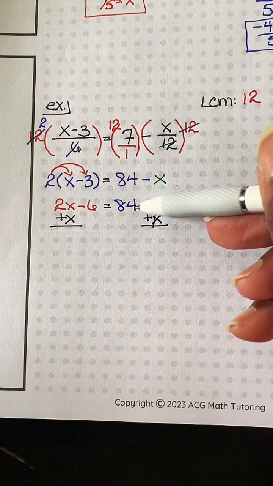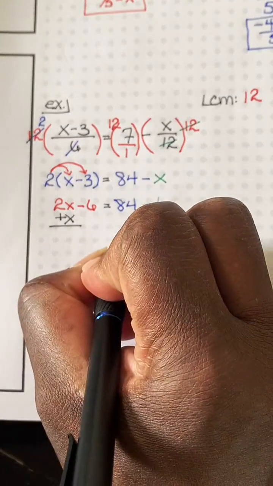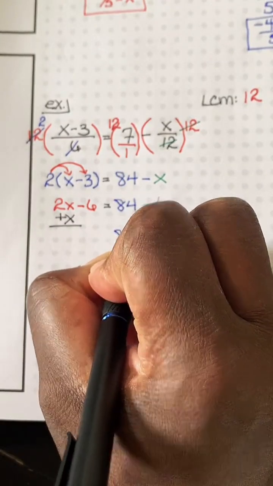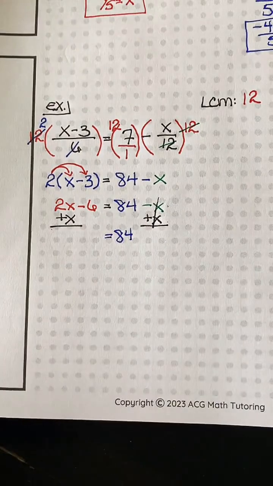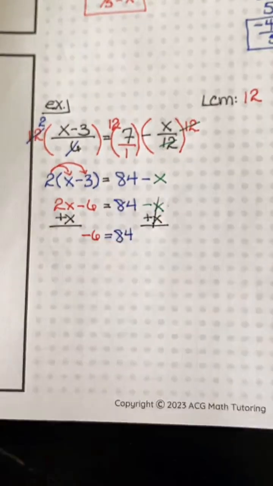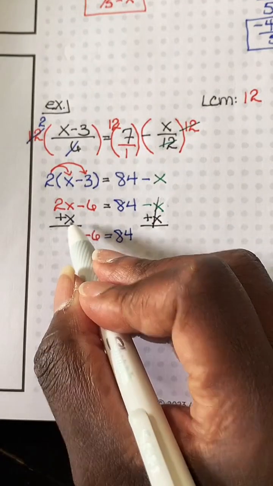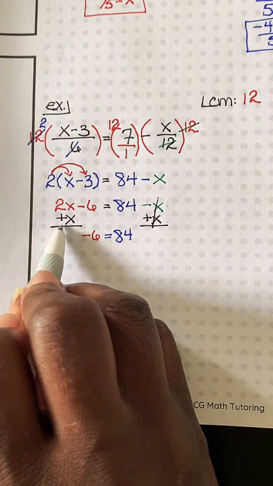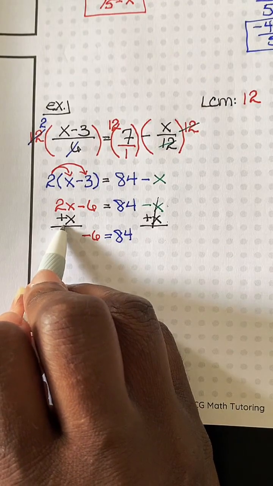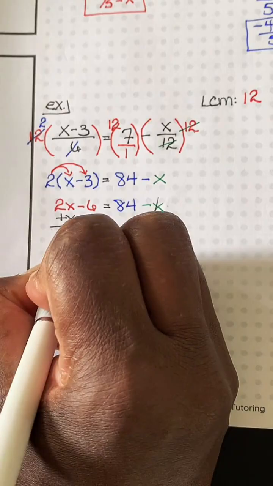Placeholder, don't need it because we still got the 84 over here. Just bring down that 84 and the equals. All right, bring down my minus 6. Now we can combine 2x plus 1x. If you don't see a number in front of that x, it's assumed to be a 1. So that will give me 3x.